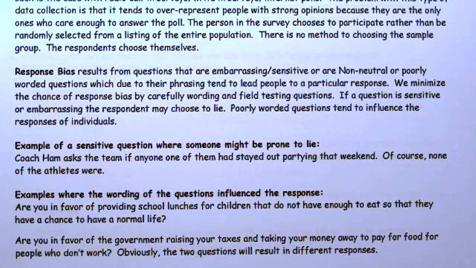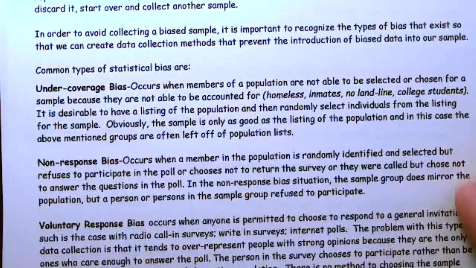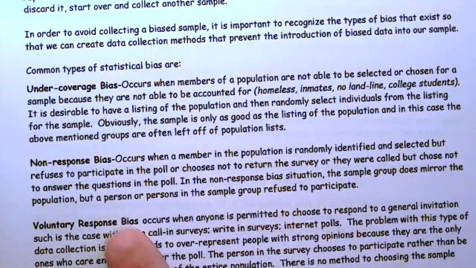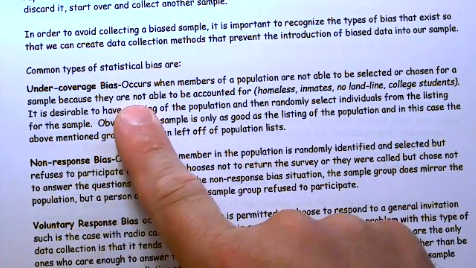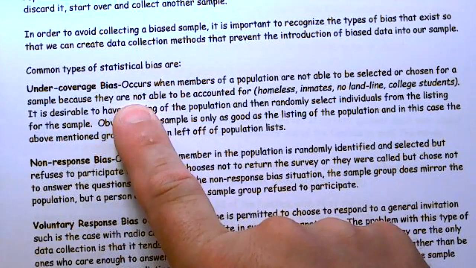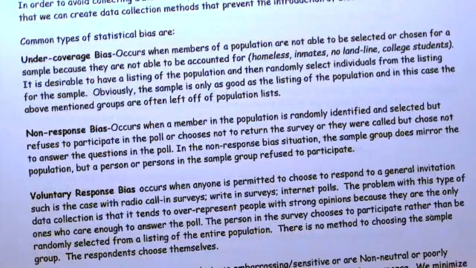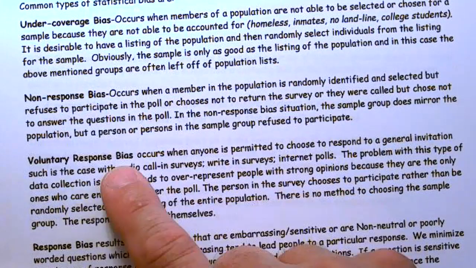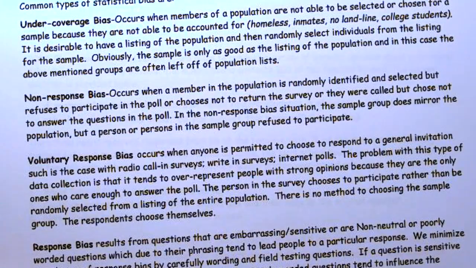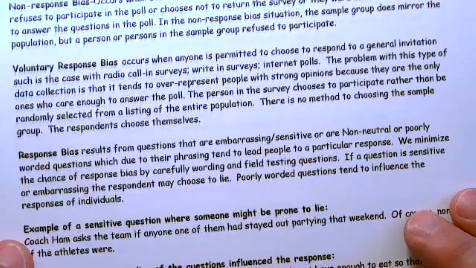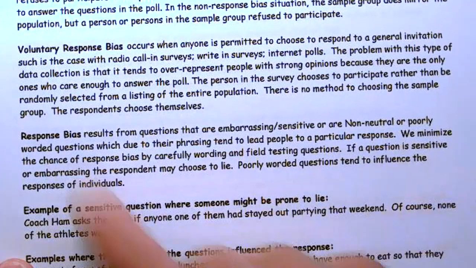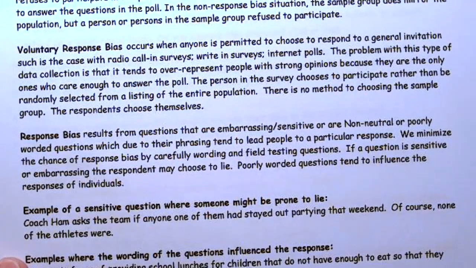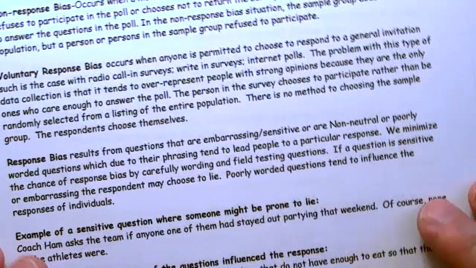That's called response bias. And these definitions, you do need to make sure you know these. The main ones that you need to know are undercoverage bias and non-response bias. Undercoverage means because of the type of person, usually homeless or something like that, I'm not able to reach them, so they're not in my sample. I have no way. Non-response bias, they choose not to respond. Voluntary response bias, they weren't randomly selected and they choose to, and anyone can respond, and those with strong opinions do. And response bias is a poorly worded question or a question that is sensitive in nature.